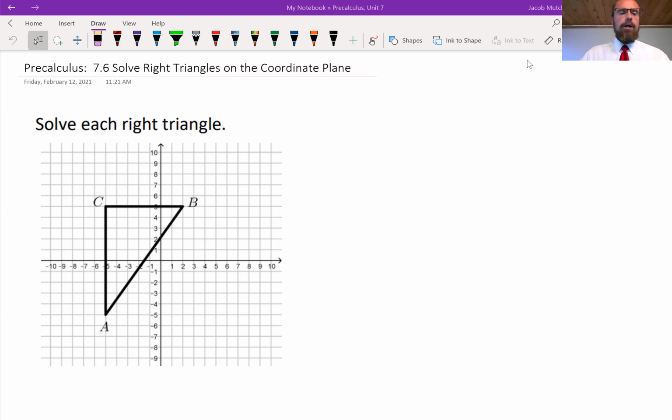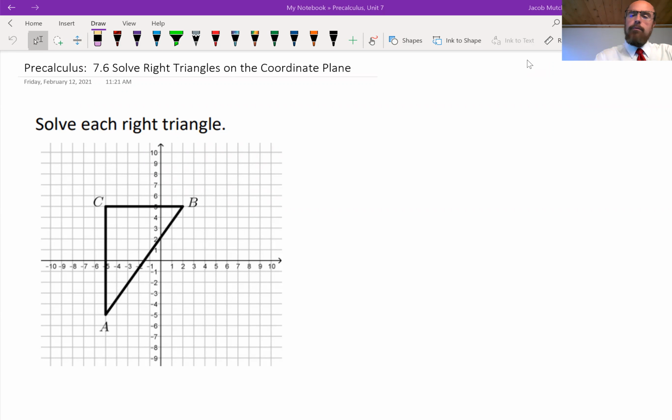Our first example has the right triangle ABC, and it's situated on the coordinate plane with basically no marked information. I do not know side lengths, and I don't know immediately what the angle measures are. So I've got to solve the right triangle by finding all 6 of those pieces of information. I need to know the 3 side lengths. I also need to know the 3 angle measures.